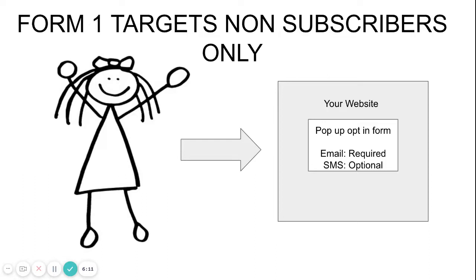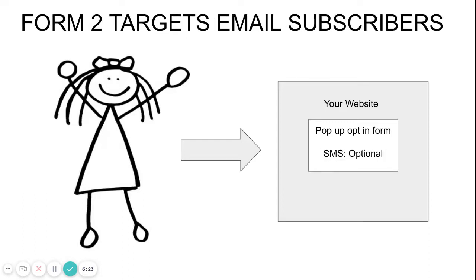When user 1 comes to your site and they sign up for your email, this form will go away forever, right? Because you'll always have them in your system. Now, if they don't choose to sign up for the SMS, you can target them with a second form that only has SMS, right? And there are some caveats to this, but that's the basic strategy.